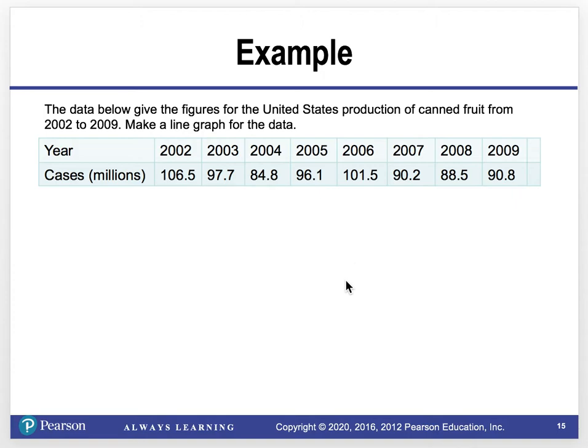Okay, the data below gives the figures for the United States production of canned fruit from 2002 to 2009. Make a line graph for the data. Okay, so making a line graph, I've got to remember which chart is which again. This is going to be a huge advantage for when you take your test online. Students, if this were a question on our pencil and paper test, you'd have to do what I'm just about to do. I'm going to have to create the entire graph. First of all, I've got to remember which one is a line graph.